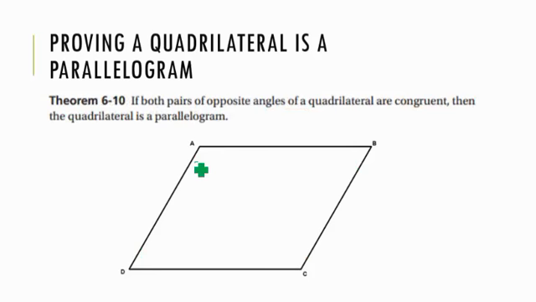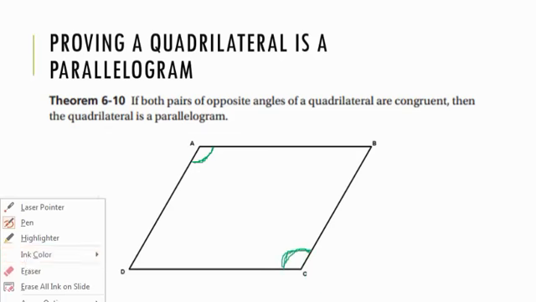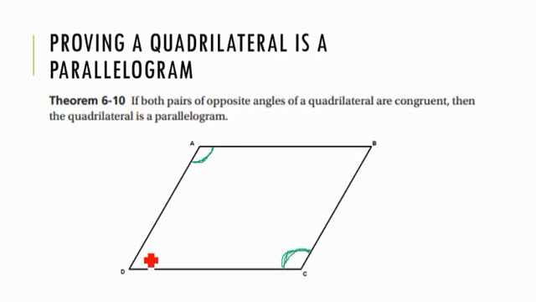If both pairs of opposite angles of a quadrilateral are congruent, then the quadrilateral is a parallelogram. Therefore, if A and C are congruent, then it is a parallelogram. Or if D and B are congruent, then it is a parallelogram. And we can kind of prove this the same way we proved the theorem that we just talked about on the previous slide, but kind of reverse it.